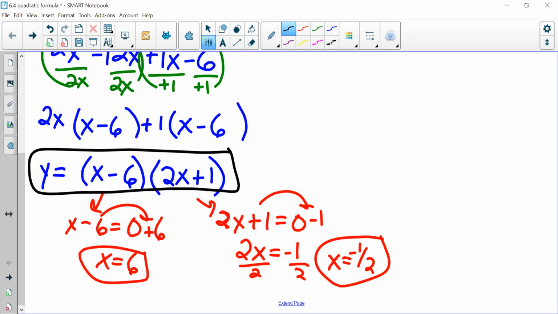Okay, we're going to do one more, the top right one. We're going to try to factor and find the x-intercepts. Give me a green light when you're done with that. You're done? Okay, look at your second one here.